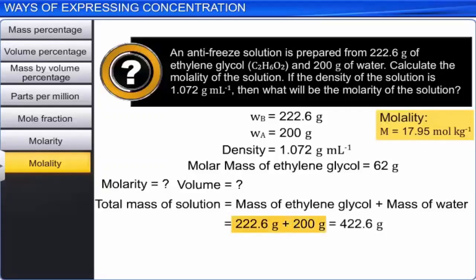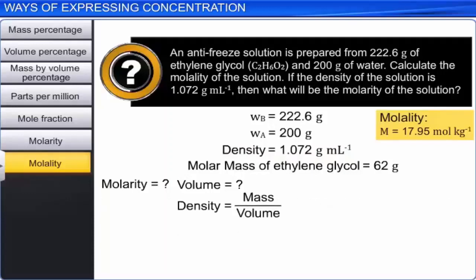Using the value of density of the solution, which is 1.072 grams per milliliter, you can calculate the volume of the solution. Density is equal to mass per unit volume, and thus V is equal to 422.6 grams divided by 1.072 grams per milliliter, or V is equal to 394.2 milliliter.